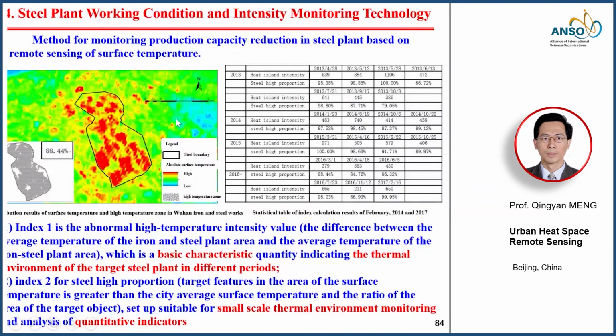And index 2 is for the proportion. The target features in the area where the surface temperature is greater than the city average surface temperature, and the ratio of the area of the target object, suitable for the small scale thermal environment monitoring and the analysis of the quantitative indicators.